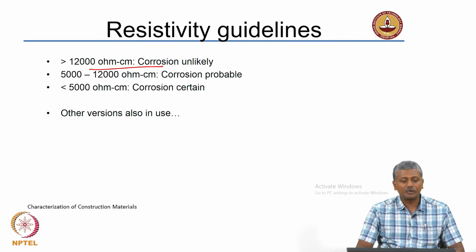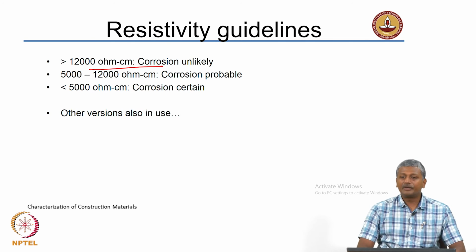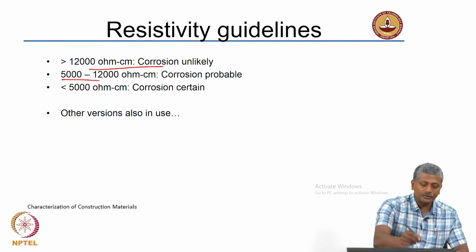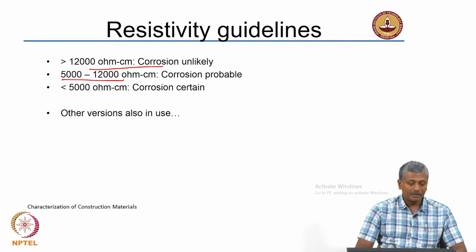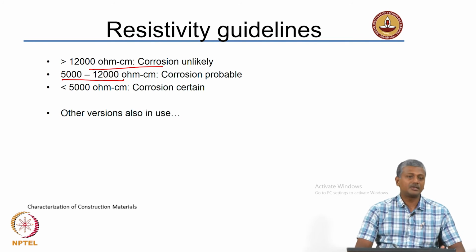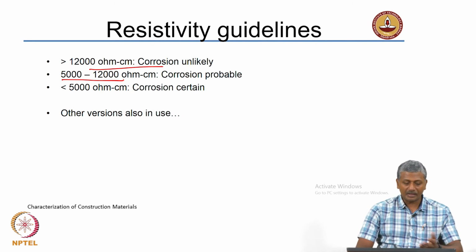For example, one of the versions says that if you have a resistivity of concrete more than 12,000 ohm centimeter, corrosion is unlikely. Between 5,000 and 12,000 it is probable, and less than 5,000 you are certain to have corrosion in your system. There are other versions also in use.